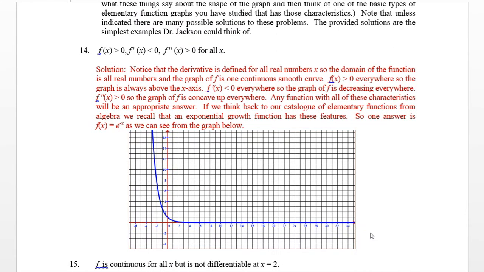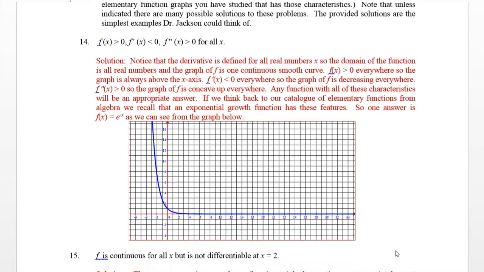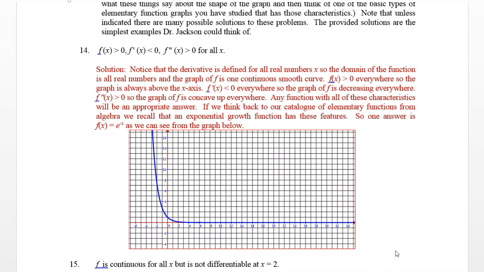So see if you can come up with these. Now, if I give you a situation that's not possible, then say not possible. Otherwise, see if you can come up with an example. Okay, so f is continuous for all x, but it's not differentiable at x equals 2. Continuous everywhere, but not differentiable at x equals 2. See if you can come up with a function that does that. Come back when you think you have one. Press pause now.